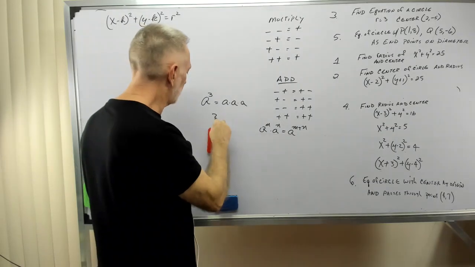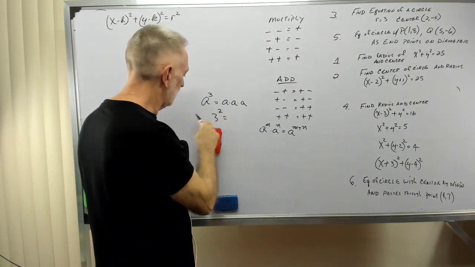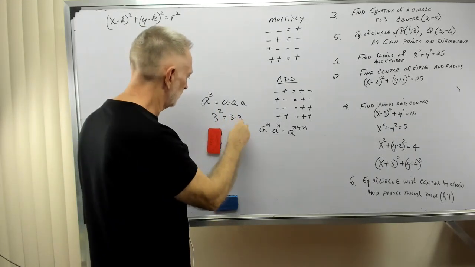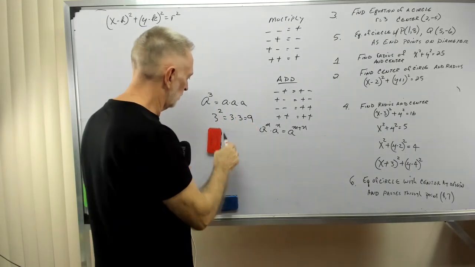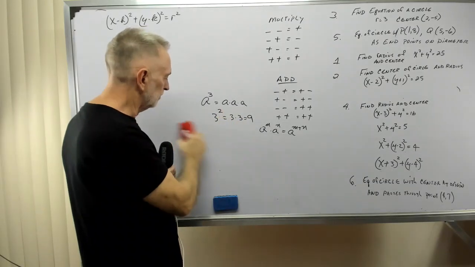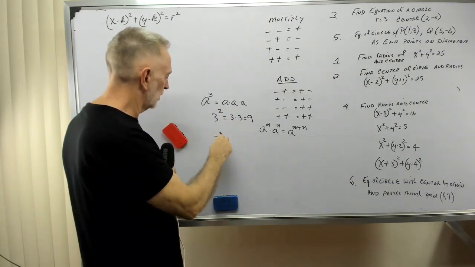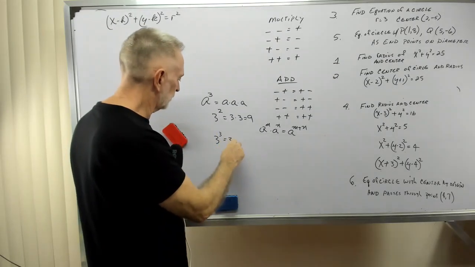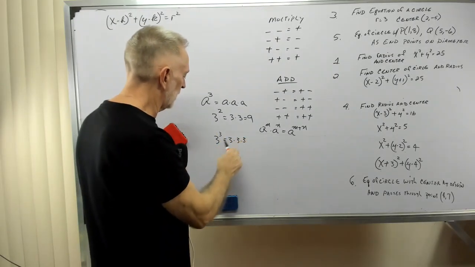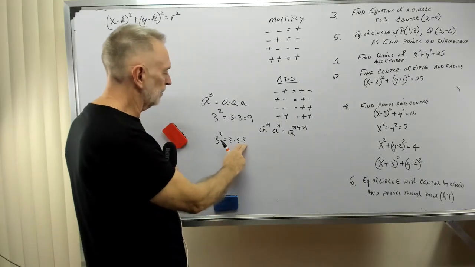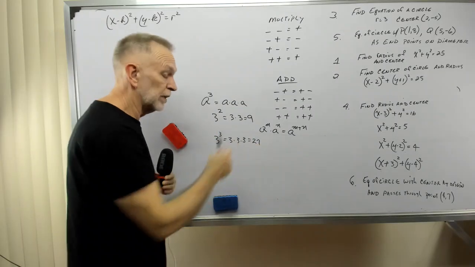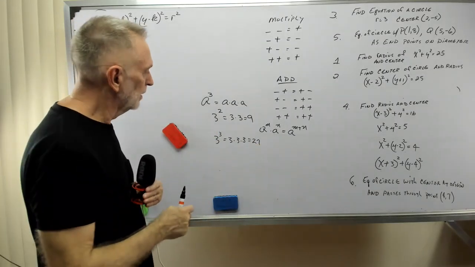So if I have 3 squared, it means 3 times itself 2 times. So 3 squared is 9. 3 cubed, 3 to the 3rd power, is 3 times itself 3 times. 3 times 3 is 9. 9 times 3 is 27. 3 cubed is 27. Okay?